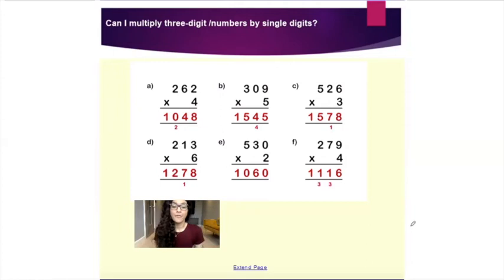Question E, 530 times 2 equals 1,060, so there's been no exchange there because you can't see any small numbers, which tells me 0 exchange has been done. And lastly, question F is 279 times 4. The answer is 1,116. So we have 2 different exchanges happening there, a 3 here and a 3 there.